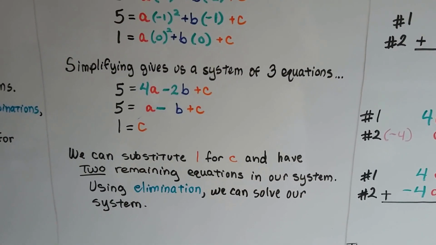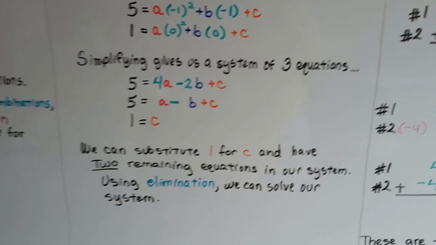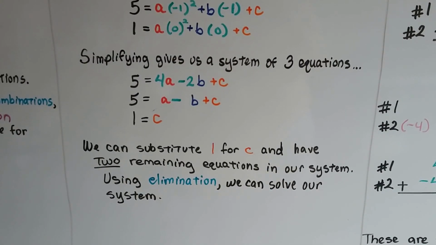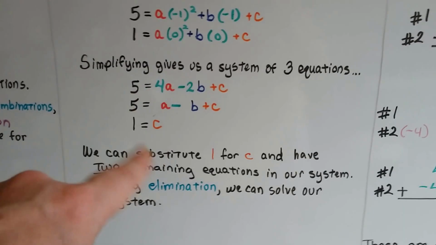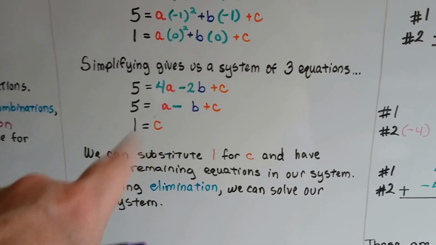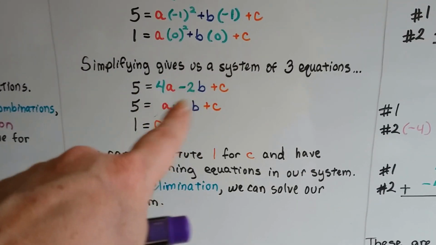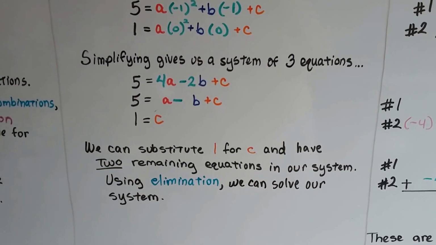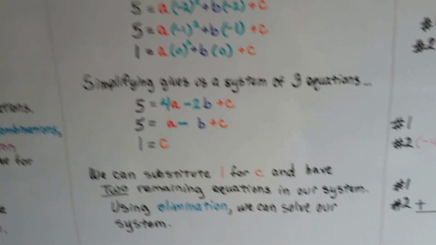So now we can substitute 1 for c and have 2 remaining equations in our system. So we don't need to have a system of 3 equations. We know that c is equal to 1. We could just write these with the 1 for the c. Now we can solve our system.